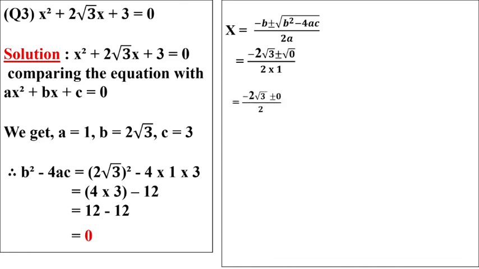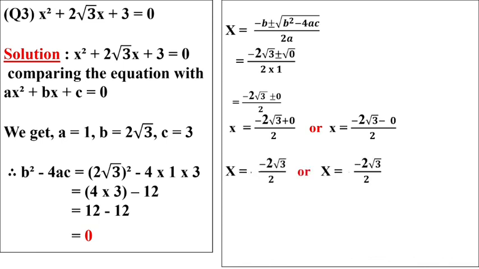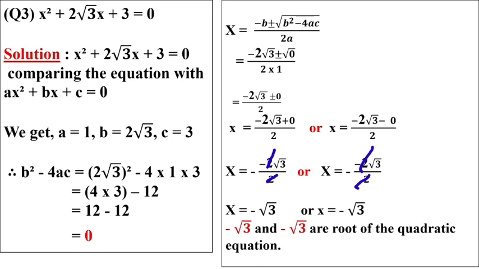So now we will take in the positive and negative. So whenever we add 0, subtract 0, it will remain the same. So what is the value we have? Minus 2 under root 3 upon 2, minus 2 under root 3 upon 2. So 2 1 is 2, 2 1 is 2. So what is remain? Under root 3. Minus under root 3 and minus under root 3. So our answer is minus under root 3 and minus under root 3 are the root of the quadratic equation. I hope you have understood. And thank you for watching this video.